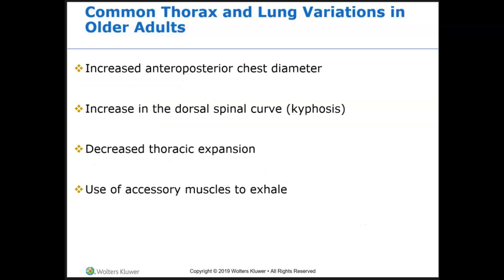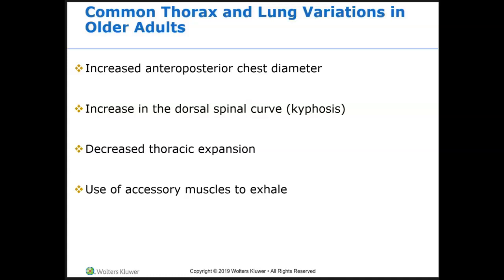Okay, common thoracic and lung variations in older adults. So as adults age, right, they do get exposure to chronic conditions, as well as acute, but chronic conditions over time. So there could be an increased anterior-posterior chest diameter. We are going to talk about that pretty heavily in block 1, and in block 2 and so forth. We might have an increase in the dorsal spinal curve or kyphosis. We might have decreased thoracic expansion.